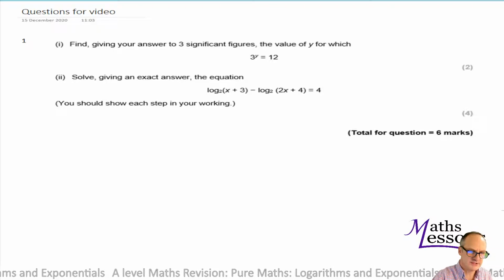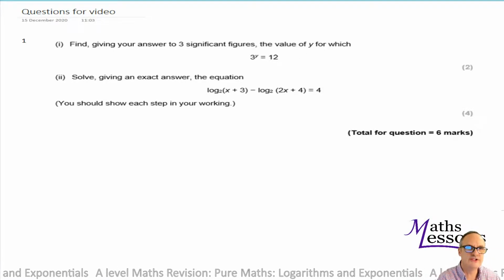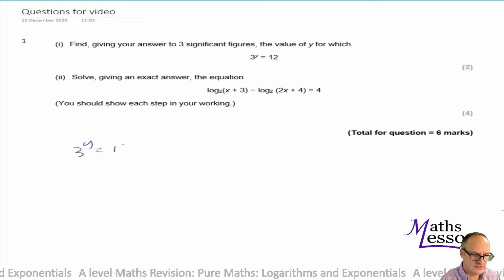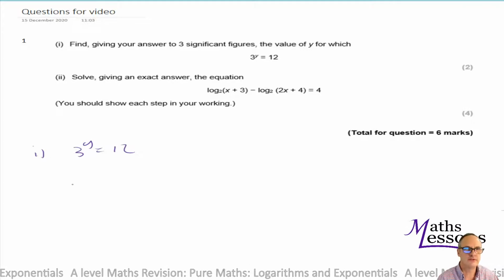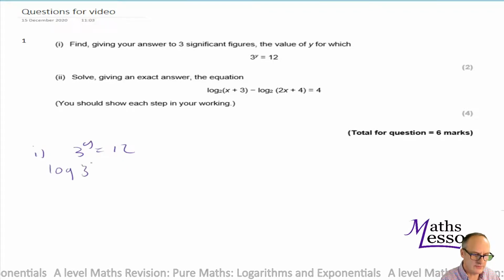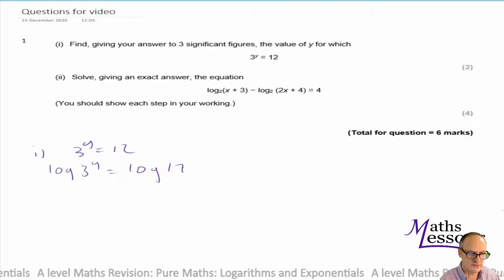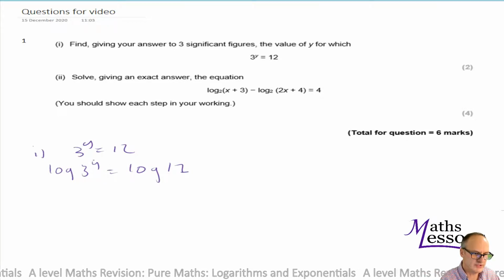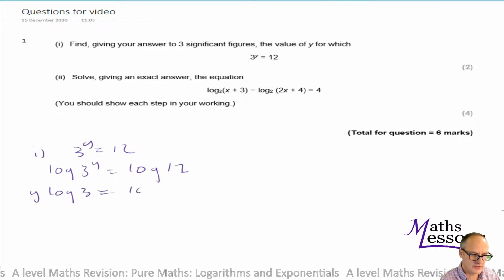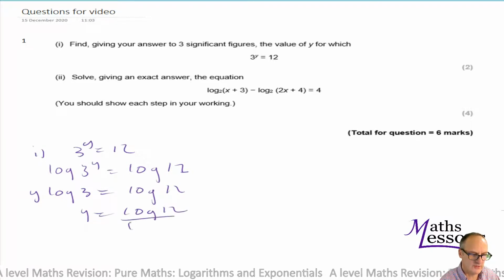Right, so let's get into this question here. We're going to find, to three significant figures, the value of y for which 3 to the y equals 12. Let's start off by writing out the question as we usually do: 3 to the y equals 12. Let's take logarithms of both sides. Log of 3 to the y equals log of 12, then we can bring this y down and we get y log of 3 equals log of 12. So y equals log of 12 over log of 3.